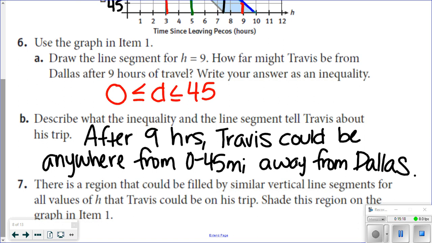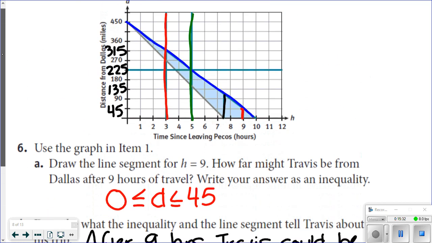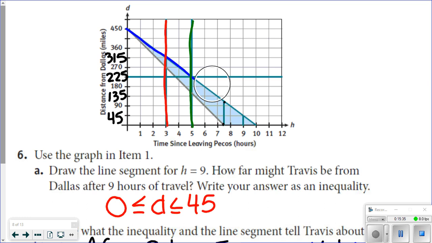So number 7 says that there's a region that could be filled in by similar vertical line segments for all hours, all values of h. So we're going to shade in this region. So you're going to have to flip back to your graph, and we're going to color in. If we keep drawing in vertical lines for 9 hours and 8, 7, 6, so if we keep filling in any hours, 3.5, 5.2 hours, we're going to keep filling this in, and this entire middle section is going to be shaded. So go ahead and color that in on your graph.